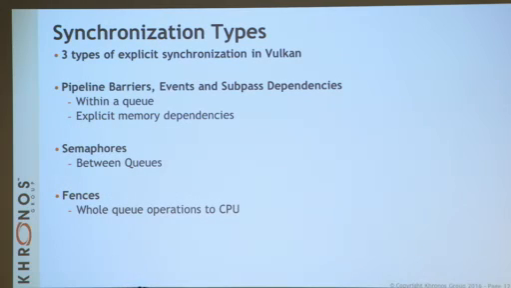So there are sort of three types of explicit synchronization with Vulkan. You'll notice that I've grouped three of them together because they all broadly have similar uses. Pipeline barriers, events, and subpass dependencies are all within a queue, within a command buffer, in fact, and they all have very explicit memory dependencies that will give you a lot of detail and control over what you do with them. Semaphores operate between and sort of within queues as well. Their primary use is to synchronize different queues, although you can use them within a single queue if you need to. And finally, fences, which allow you to synchronize the CPU to queue operations.